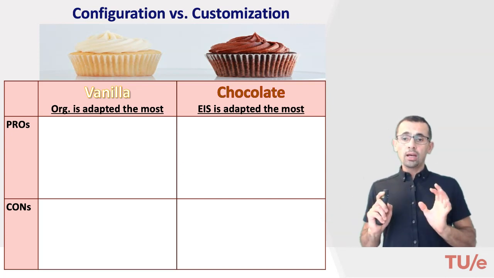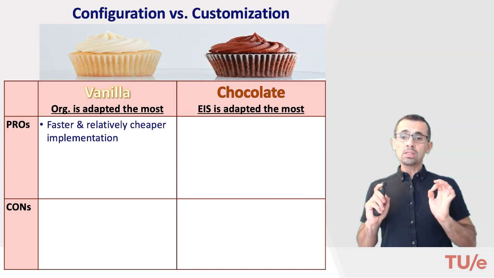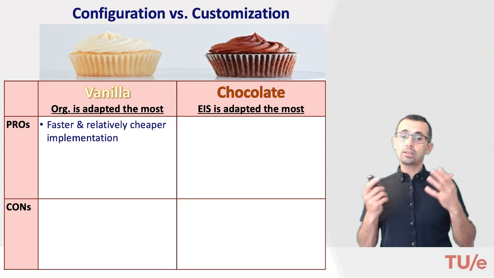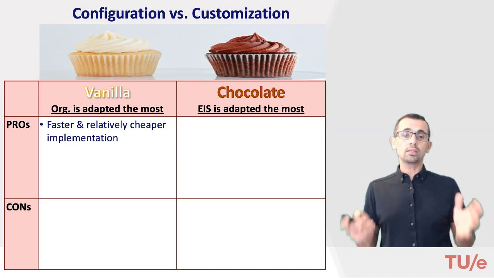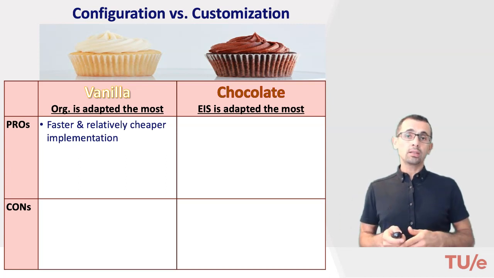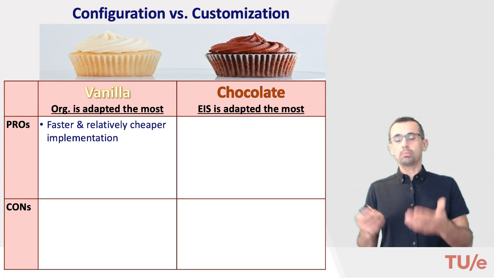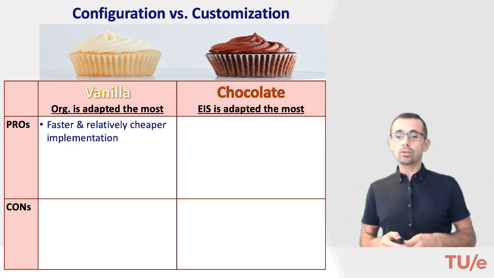Now, one is that vanilla implementation is likely to offer a faster and relatively cheaper implementation. That is what we know. This is mainly because the implementation requires less effort, and I mean, you just buy it and start using it, or parameterize, and then you start using it.